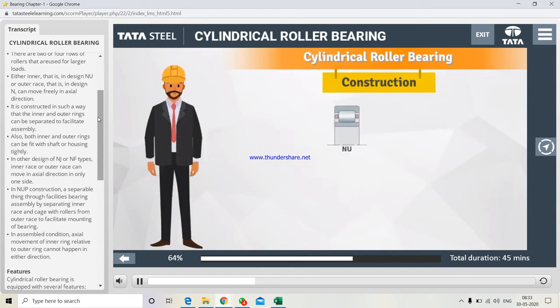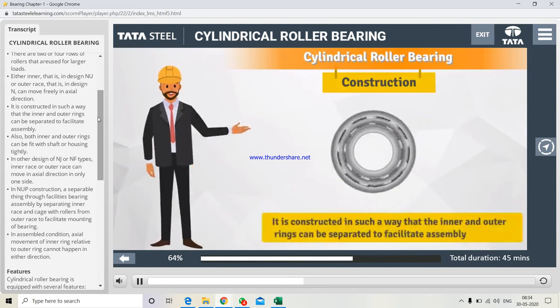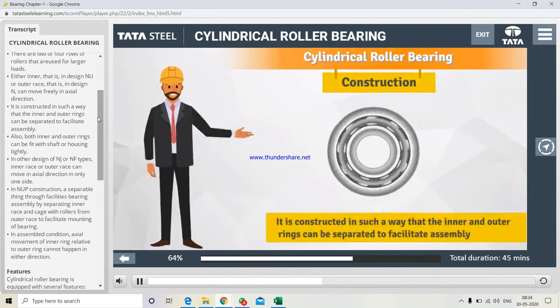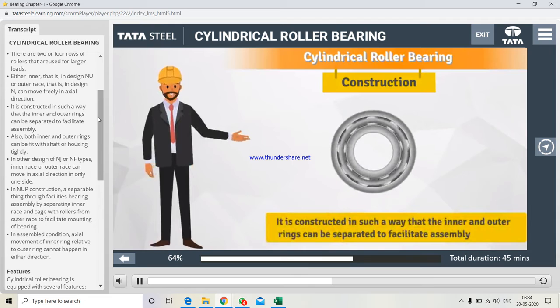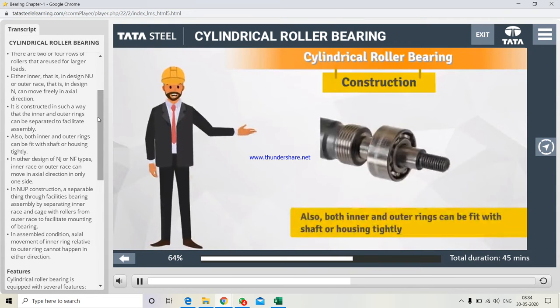Either inner, that is, in design NU, or outer race, that is, in design N, can move freely in axial direction. It is constructed in such a way that the inner and outer rings can be separated to facilitate assembly. Also, both inner and outer rings can be fit with shaft or housing tightly.